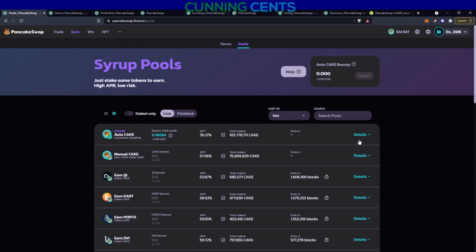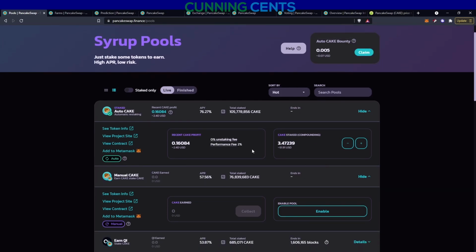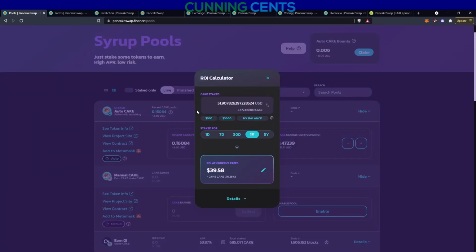But this is it. The two main ones I do are auto cake, because it automatically compounds your cake and puts it back in without fees. There is a 2% performance fee, but I mean 76% APY, you can't really beat that. It means over the course of the year I'll earn, well right now because I pulled a bunch of my cake out, but I've got $51 worth of cake in there, so 3.4 cake, and at the end of the year I'll earn 2 cake. So with auto compounding, it shows you 5 years, that's 57 cake.